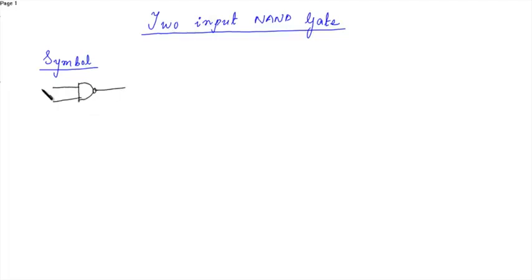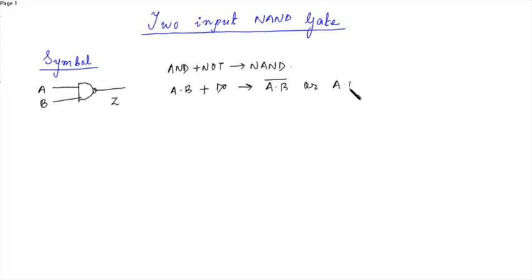It has two inputs, let's say A and B, and the output is Z. AND plus NOT gives NAND. So AND is A dot B, plus NOT is the inverter, gives (A dot B) bar, or you can write it as A dot B bar.